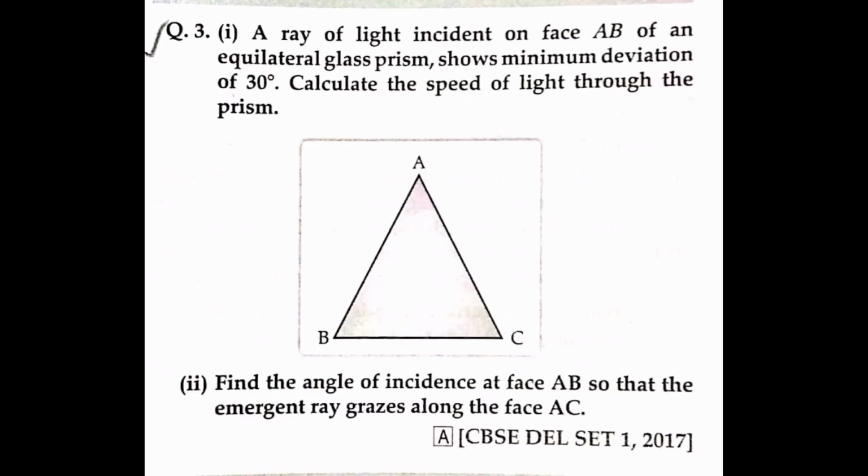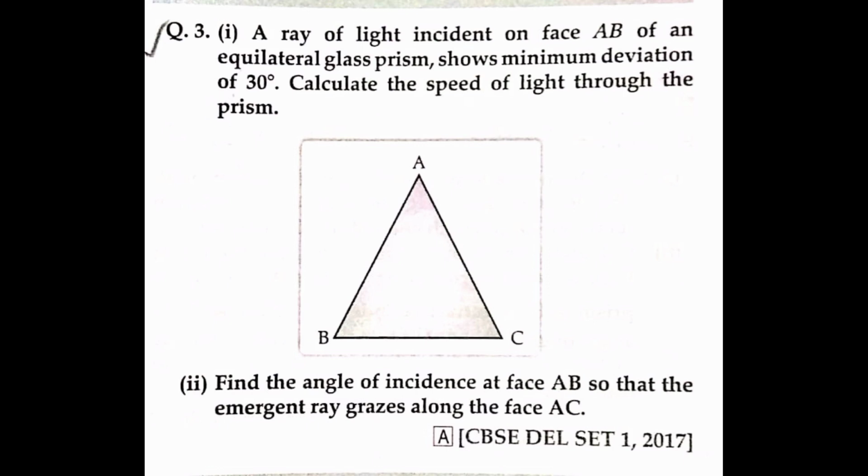Now we have another 3-mark question which was asked in the year 2017. The question is: a ray of light incident on face AB of an equilateral glass prism shows minimum deviation of 30 degree. Calculate the speed of light through the prism. Here, a ray of light is incident on face AB of an equilateral glass prism, and it shows the minimum deviation of 30 degree. We have to calculate the speed of light through the prism.